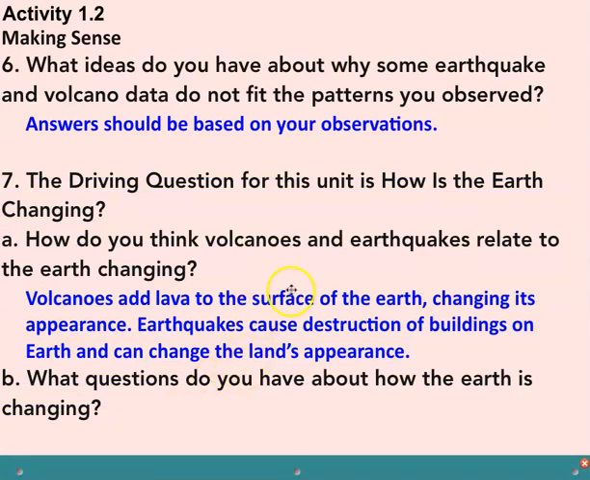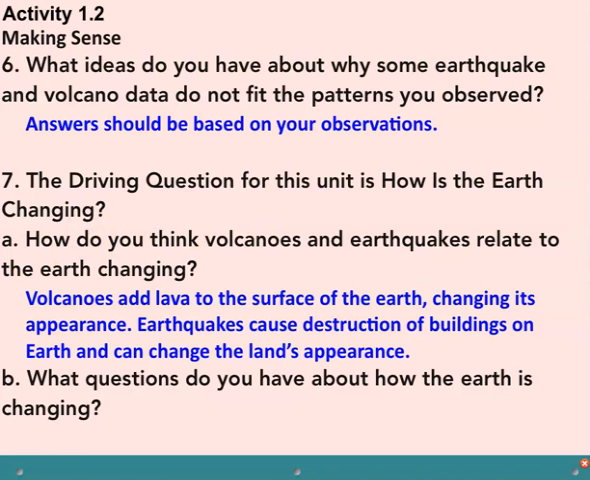We're going to start to take a look at how earthquakes and volcanoes do change the Earth. Now, one of the obvious things you could imagine is that volcanoes add lava to the surface of the Earth, changing its appearance, and earthquakes cause destruction of buildings on Earth. They can cause the land to change appearances. So there's lots of things that they could do as a result of this.